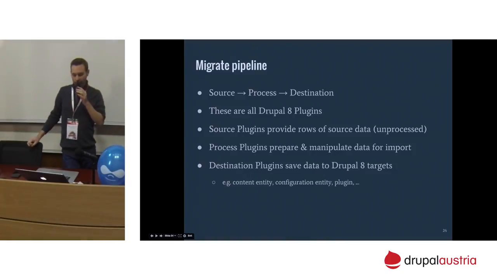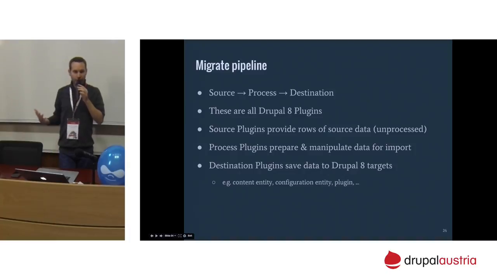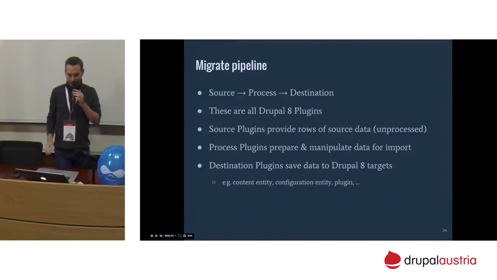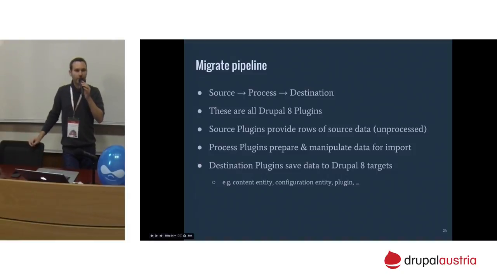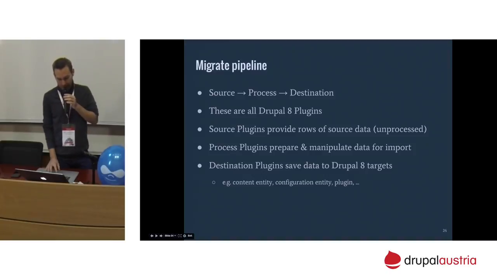So how these things work, they are all Drupal plugins that you can use, so you write your YAML file, which describes how the plugin should work. The plugin is a standard Drupal 8 concept, so you should be familiar with it. And like I said, the source plugins are aimed to retrieve source data unprocessed from the source. The process plugins prepare and manipulate the data to make it ready for import in Drupal 8. And the destination plugin saves it into the Drupal 8 targets, such as content entities, configuration entities, things like that.